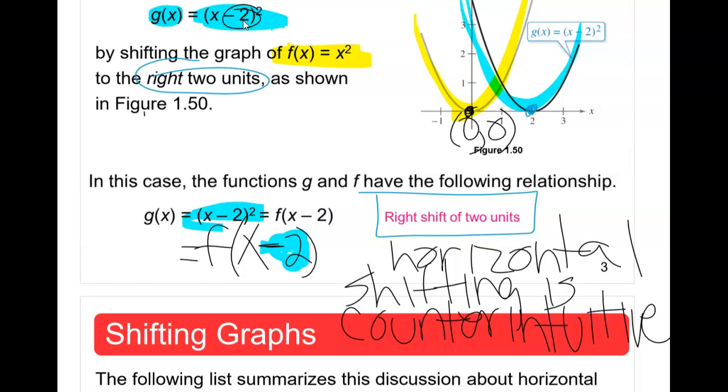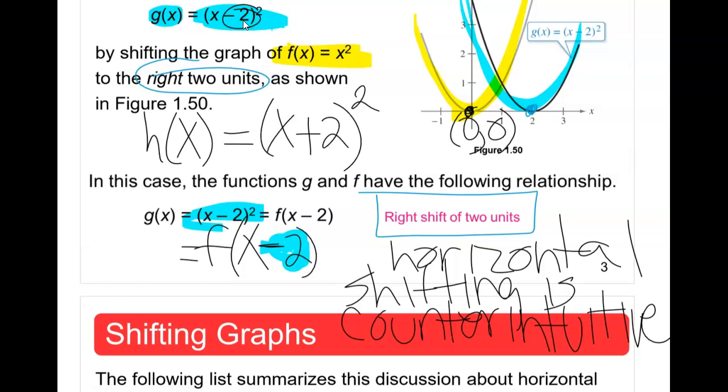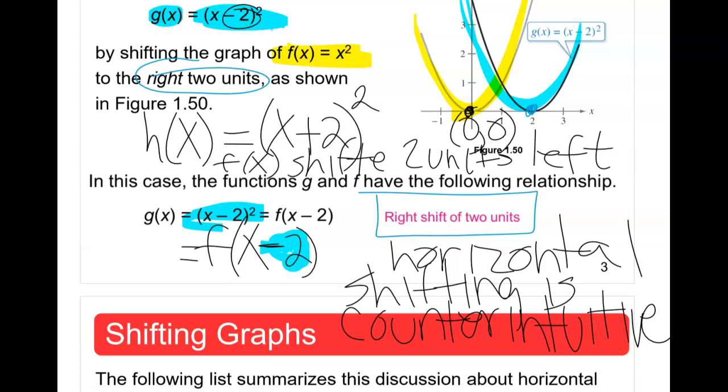And if we had, let's say, another example like h of x is equal to x plus 2 squared, then this graph will be f of x but shifted 2 units to the left in this case. I want you to get used to that, and it's only for horizontal changes, for horizontal shifting. We will say to the left, and if we see a minus, then we will say to the right.